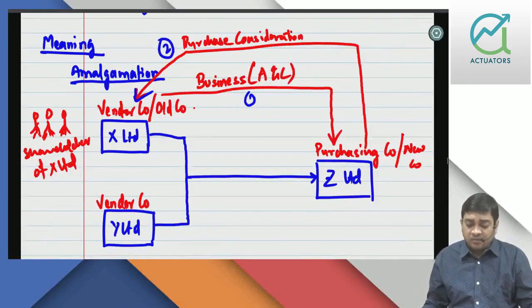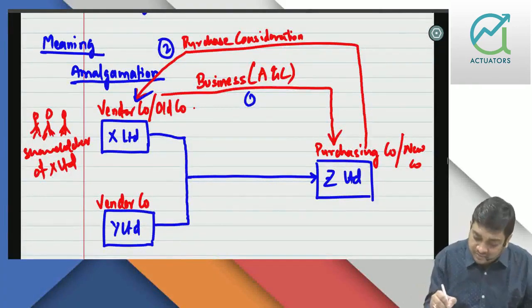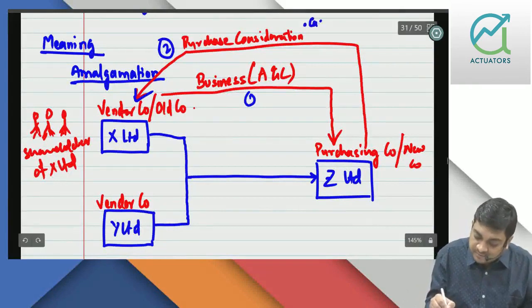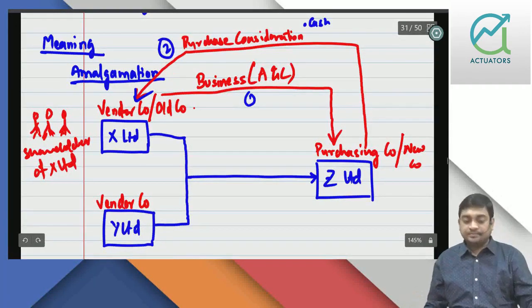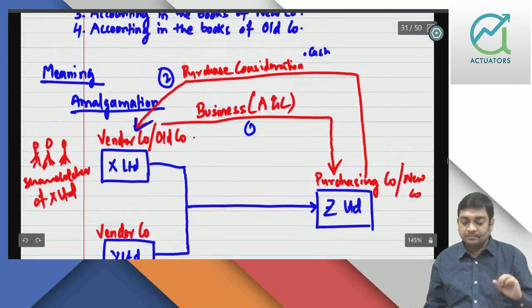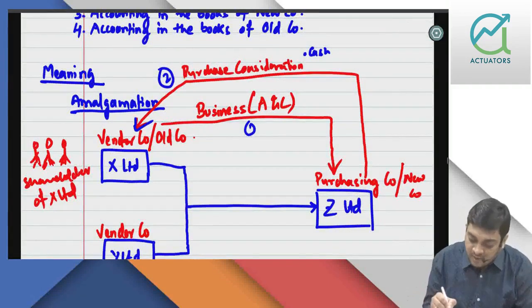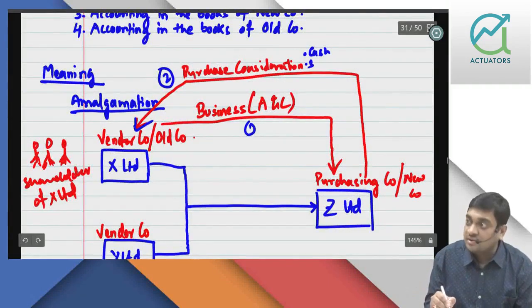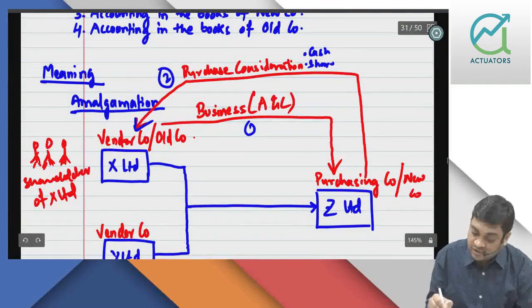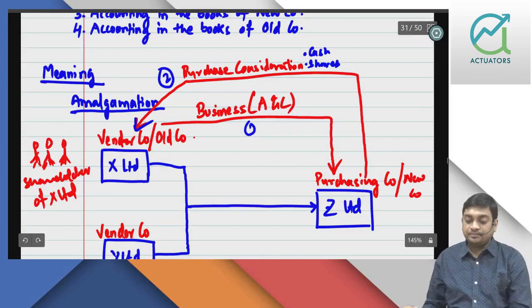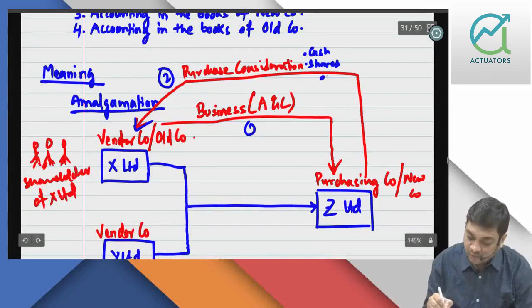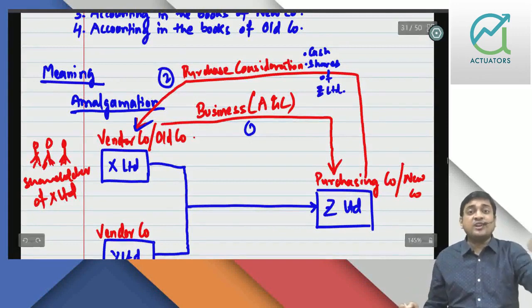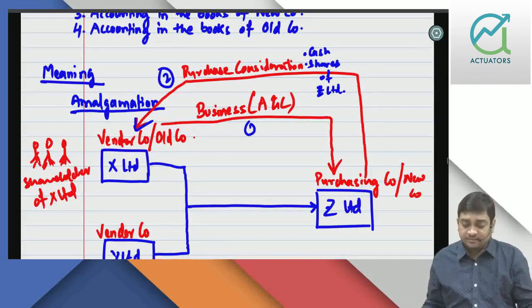Now, Z Limited will give either cash, yes or no? Or Z Limited will give shares of Z Limited. You might have studied issue of shares for consideration other than cash.